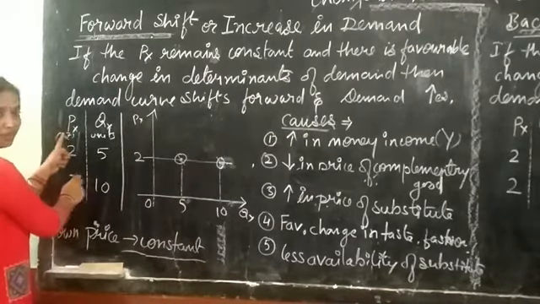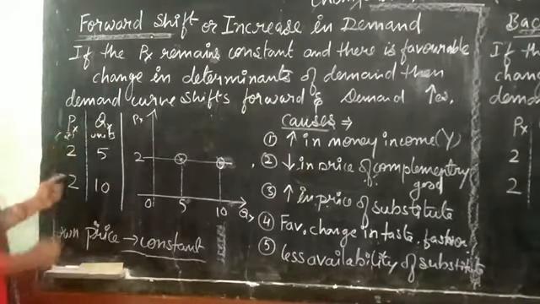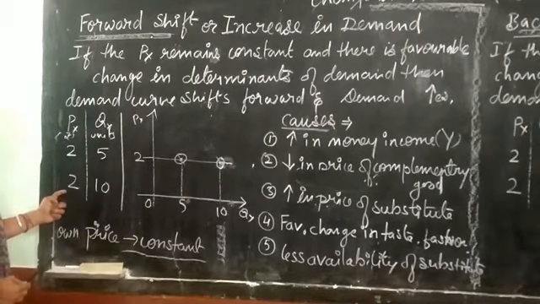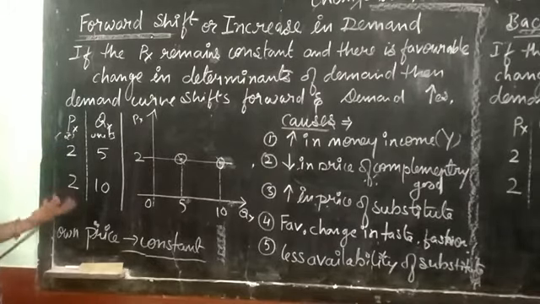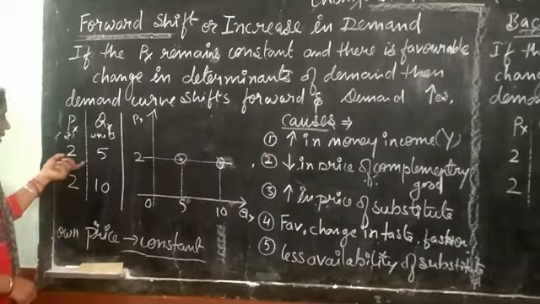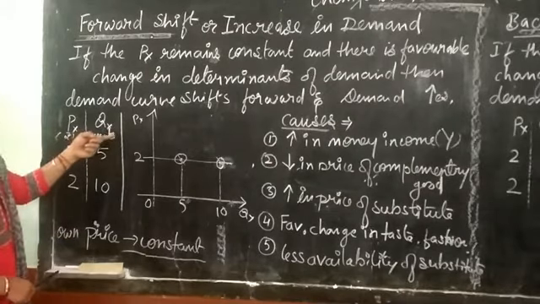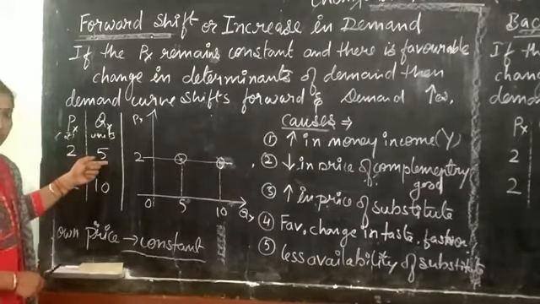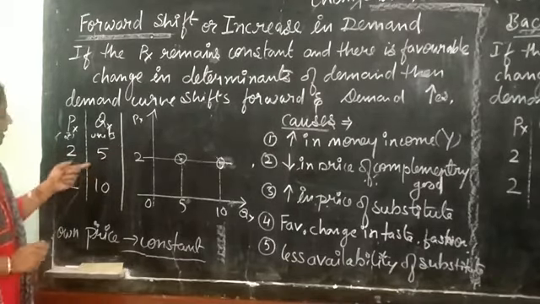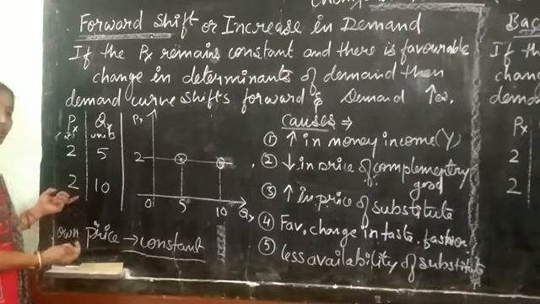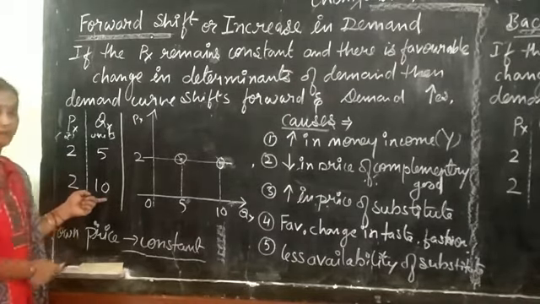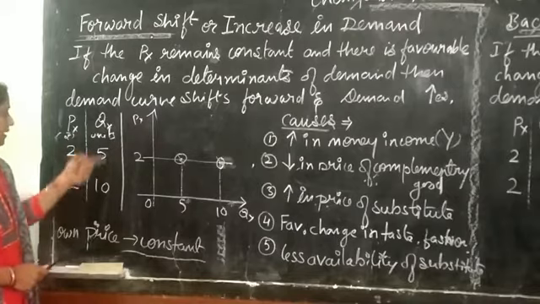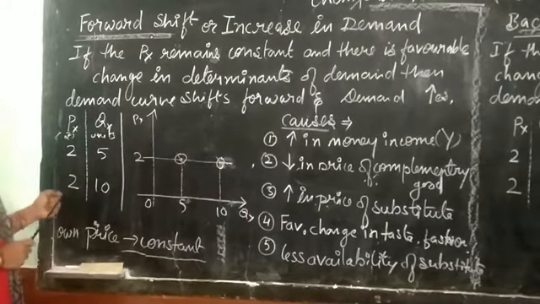This is price of X, this is quantity of X. We have taken the price as constant, 2 rupees per unit. I assume 2 rupees, you can take your own numbers. For the initial stage, the quantity demanded at 2 rupees is 5 units. And at the same price, at another time, the quantity demanded is raised to 10. Now the quantity demanded is 10 units at 2 rupees price.